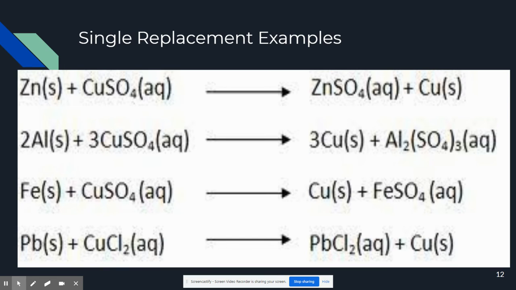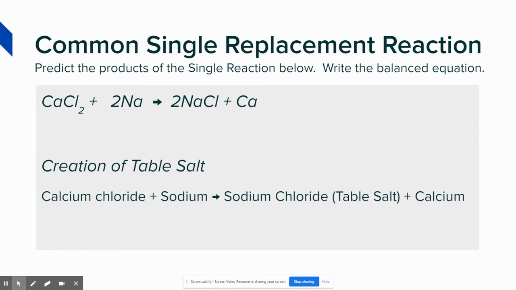So single replacements, if you have a metal, you're replacing the cation. So zinc solid gets dropped into copper 2 sulfate, and you then form copper solid. So you'll actually get pieces of copper, and you'll have zinc sulfate. Common single replacement, you have sodium metal dropped into a solution of calcium chloride, and you're going to get sodium chloride and calcium metal.